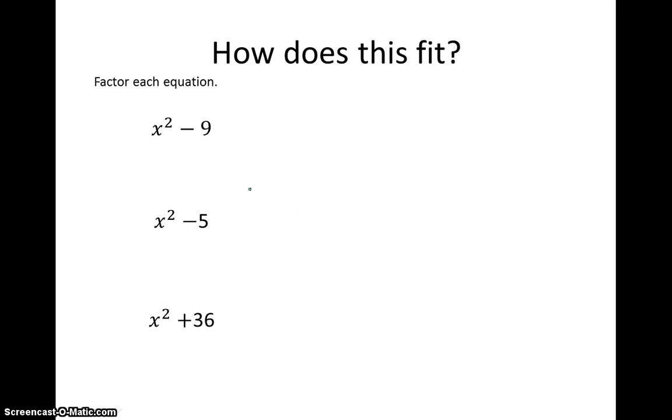So, how does this fit? All this complex number stuff. Why the heck are we learning this in the middle of a chapter about factoring and finding zeros? Let's take a look at what happens when we factor each of these equations. This first one, none of these have middle terms, so we can just solve these by using square roots.